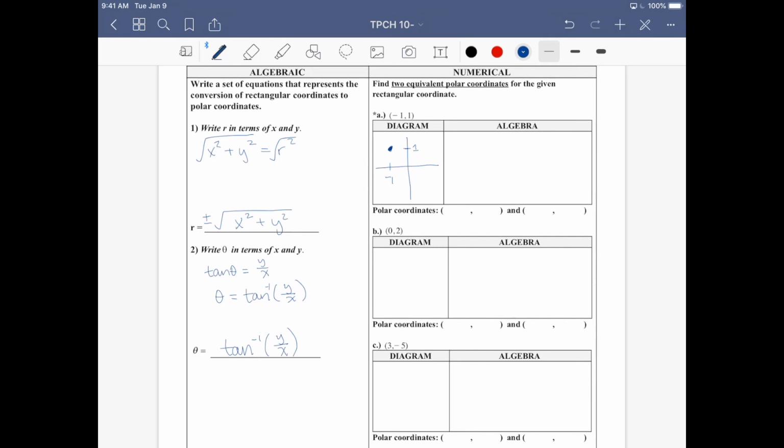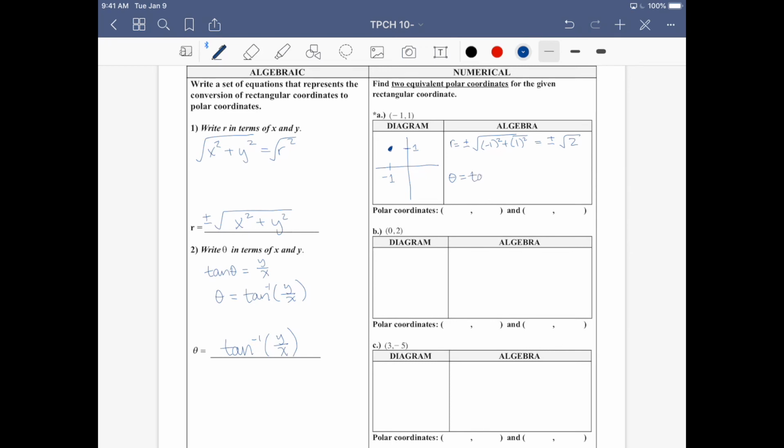Now that I know that, I'm going to find the r value. So r is plus or minus the square root of -1 squared plus 1 squared. That's going to eventually give me, sorry, I forgot the plus or minus, square root of 2. And now theta, I'll tell you what to do with the plus or minus in a moment.